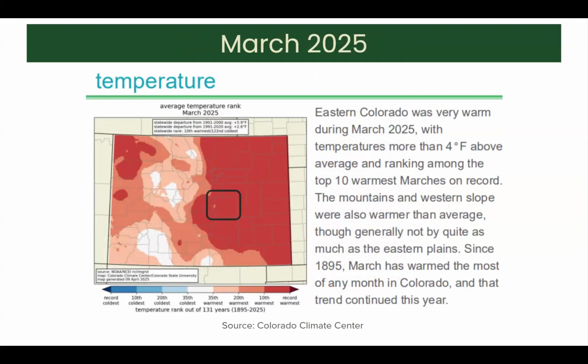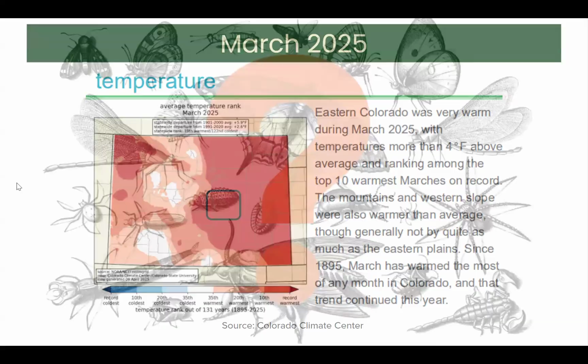We haven't had our April reports yet because it's May 1st and it takes a little bit for our Colorado Climate Center to get these reports out. But they reported that Eastern Colorado was very warm during March with temperatures more than 4 degrees above average, ranking among the top 10 warmest Marches on record. And so, again, this is ideal conditions for grasshopper eggs to finish development and for nymphs to hatch, which we have seen them already hatching in April.